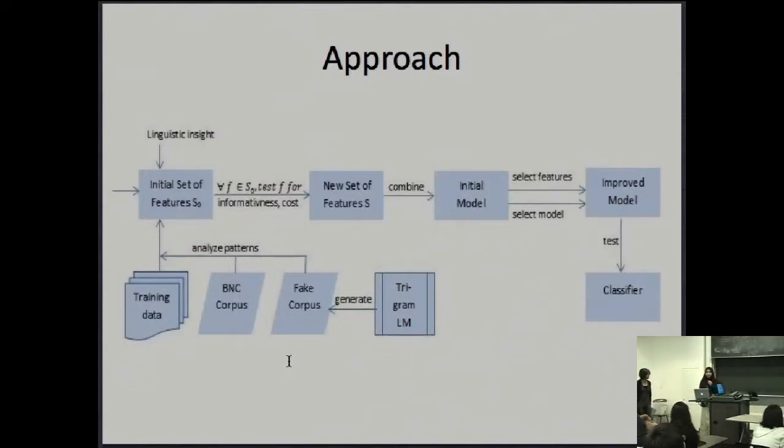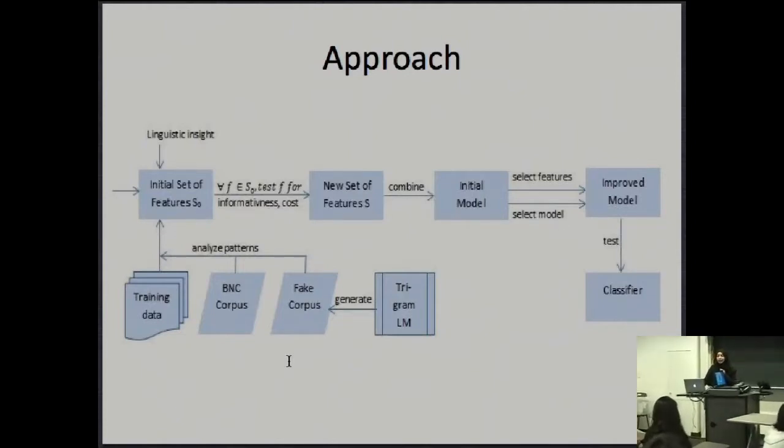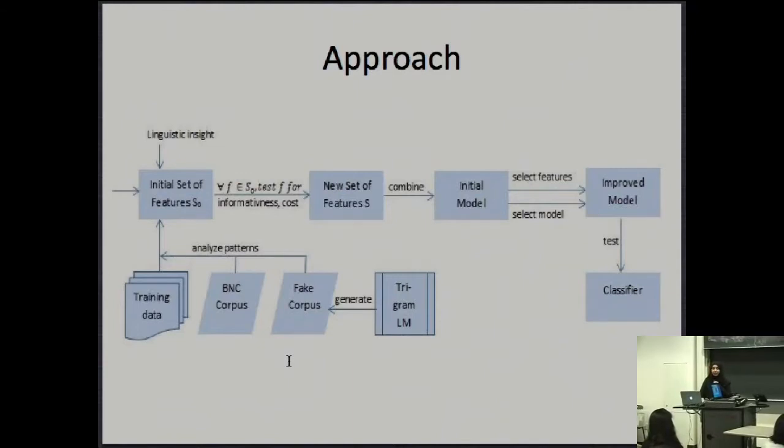So we started with an initial set of features that were basically linguistically motivated. We tried to featurize natural language, and we also tried to look at patterns in the fake articles. So we went in two different lines when coming up with the features: featurizing natural language and featurizing language found in the fake articles.